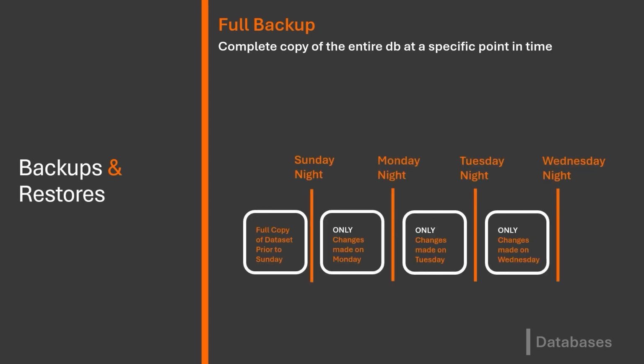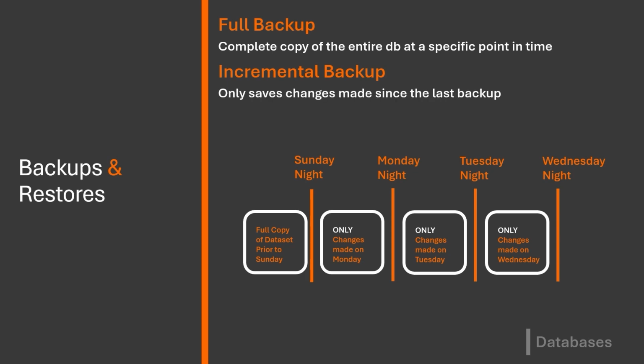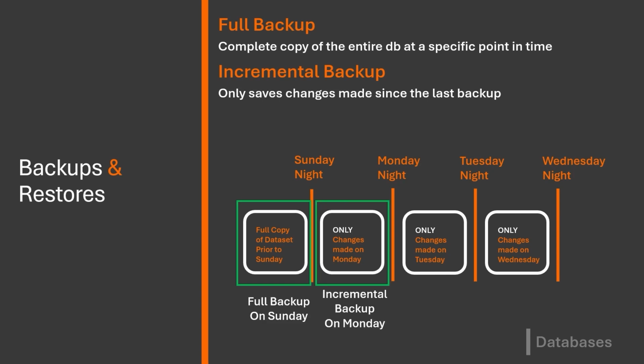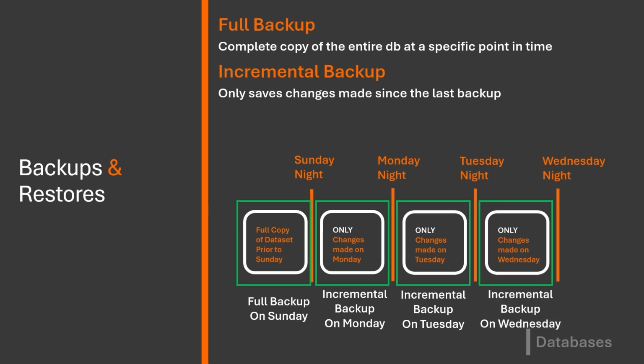For example, a full backup of an HR database on Sunday night would include all the payroll records up until that time. A full backup on Monday will include all of Sunday's data in addition to the changes made during the day on Monday. We also have incremental backup. This only saves changes made since the last backup. So if a full backup was taken on Sunday, an incremental backup on Monday only includes data changed on Monday and so on. This saves storage space but makes restoration more complex as we need the last full backup and all the subsequent incremental backups.